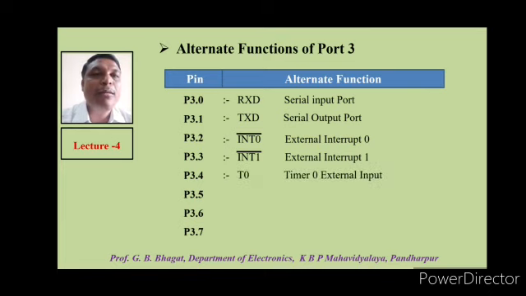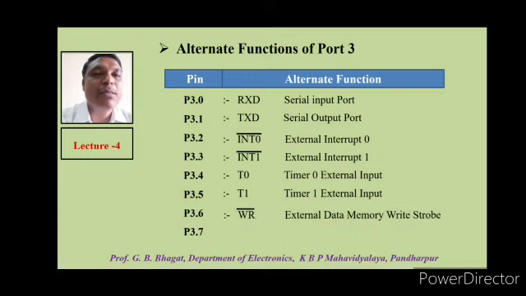The next pin, P3.4, has the function of timer 0 external input, denoted by T0. The P3.5 pin has the function of timer 1 external input. The next pin, P3.6, is used for external data memory write strobe. That is, if we are interfacing memory, then for the write operation we use pin 3.6. Similarly, pin 3.7 is used for the read operation in case of external memory connection.